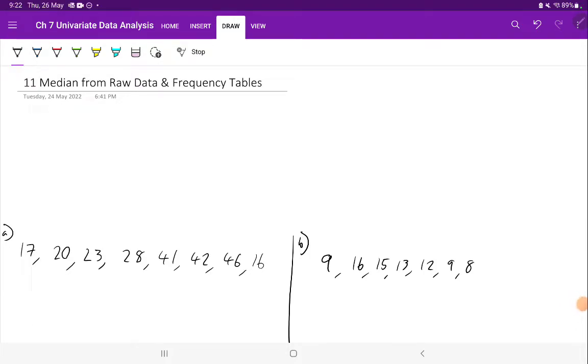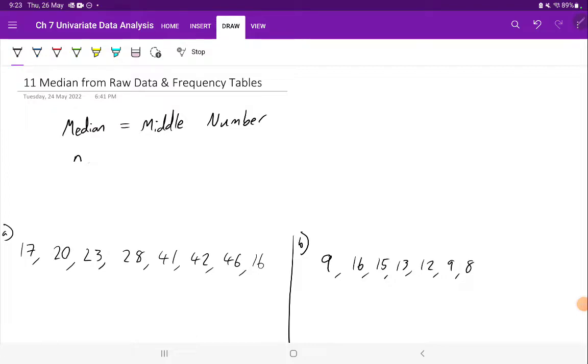Alrighty, let's talk about the median. Now we're going to be looking at calculating the median both from raw data and from frequency tables. We'll start with raw data. So the median is the middle number. And since it's a number in the middle, it means that we're going to find it basically in the middle.